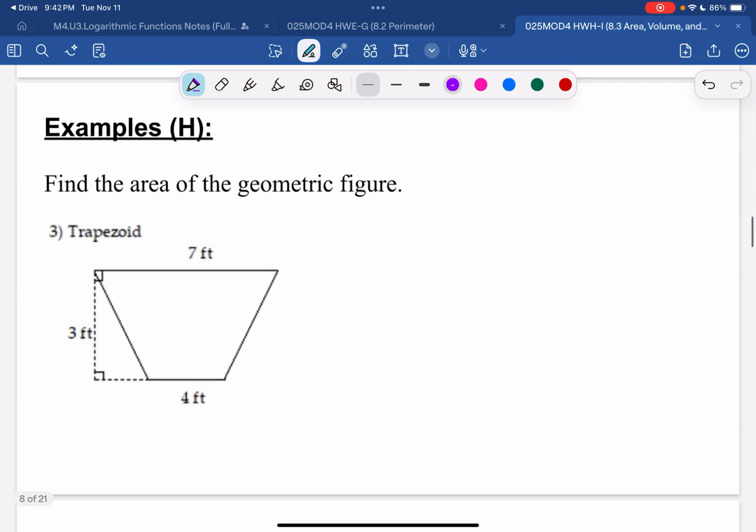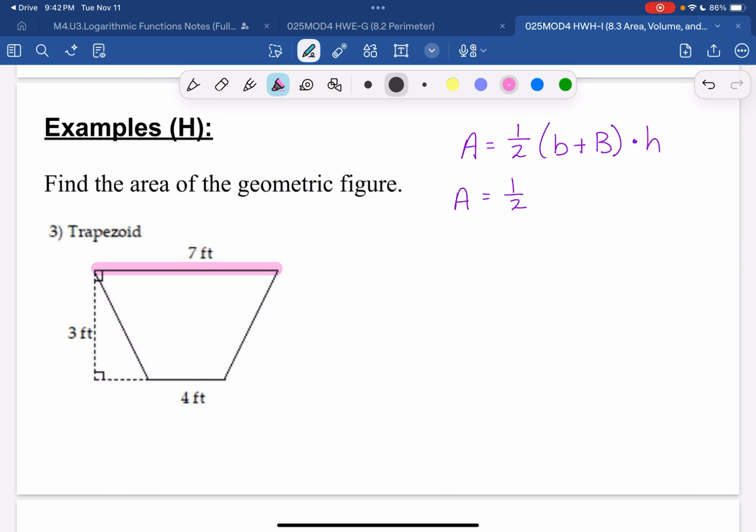Example 3. So here we have a trapezoid. Our formula for the trapezoid area is 1/2, then we've got our two bases that we're going to add together, and we're going to multiply that by the height. So area is equal to 1/2. Now I need to find my two bases. So my bases, I've got a base that's 7, and I've got a base that's 4.